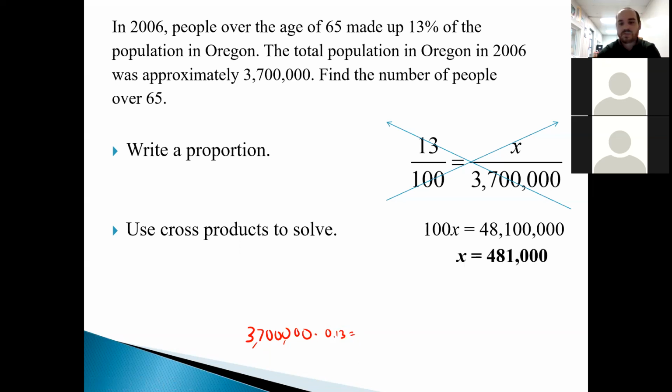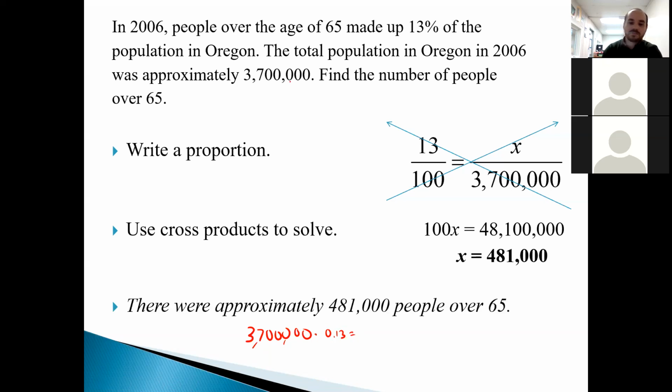So when we divide both sides by 100, we get 481,000. So there were approximately 481,000 people over the age of 65. Wait, is this real or is this just a guess? No, this is real. I mean, it's rounded, right? Exactly, the 3,700,000 is the closest number. Yes, they are approximate numbers that are actually accurate.